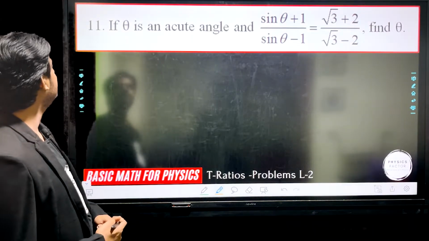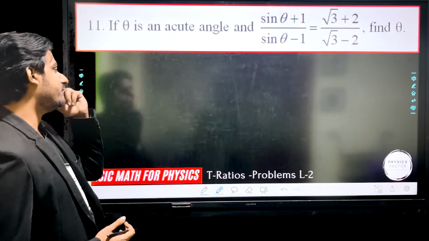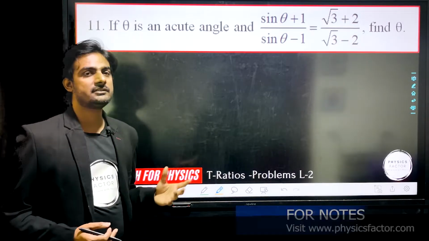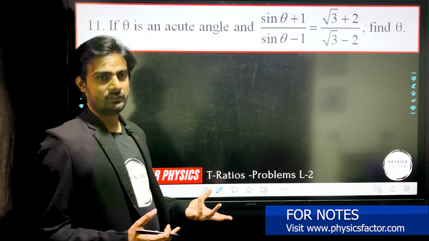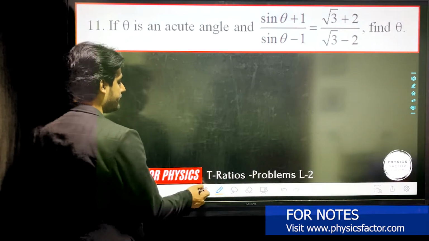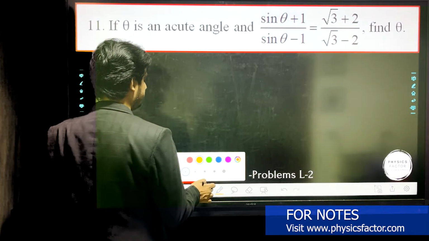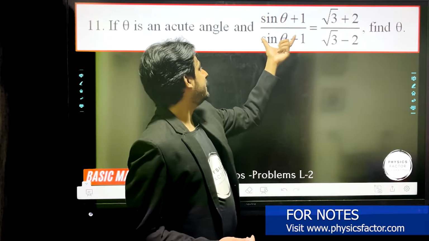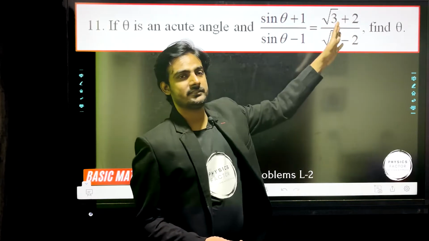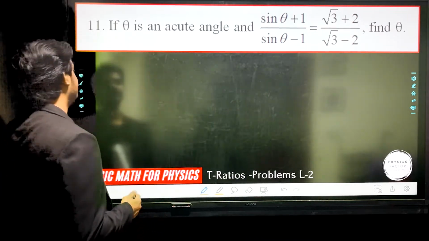Okay, 11 is a little more big. So basically it's a question on trigonometric equations. We have to cross multiply and solve it. It might be a linear equation, it might be quadratic. Let's see what it is. So let's cross multiply first. This multiplied by this and this multiplied by this. Cross multiplication, right? LHS and RHS.